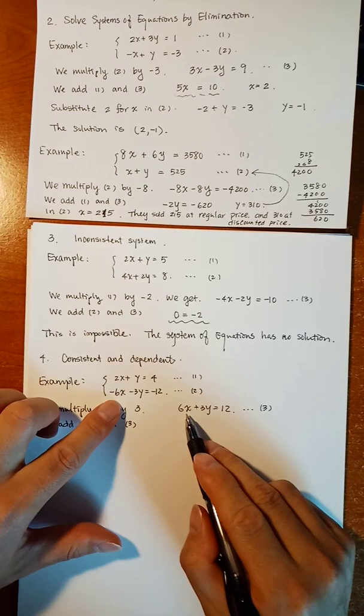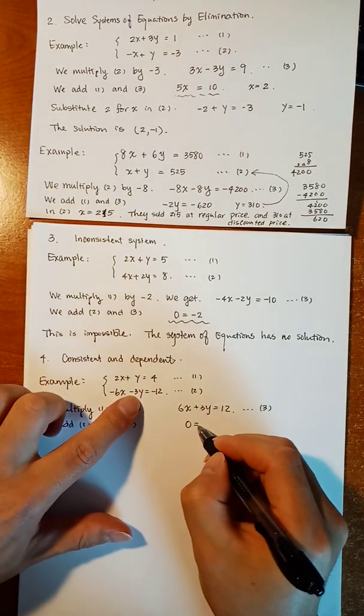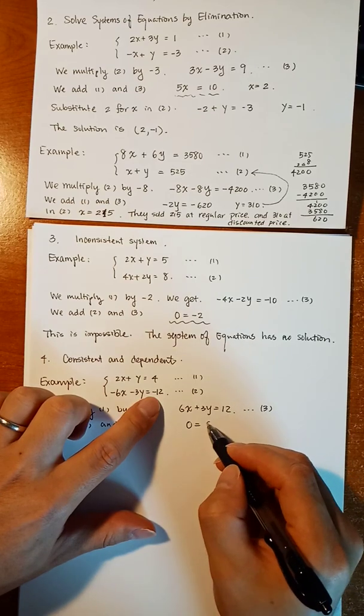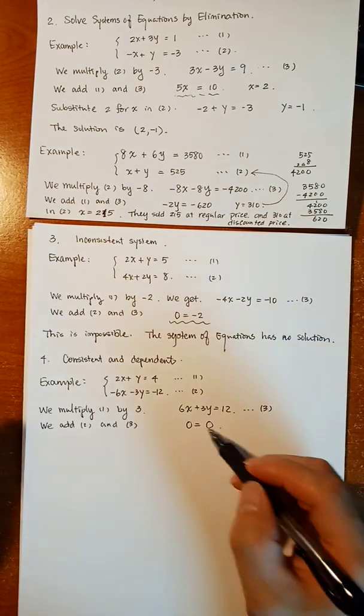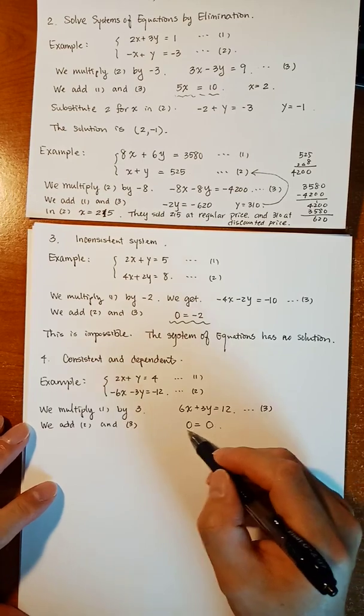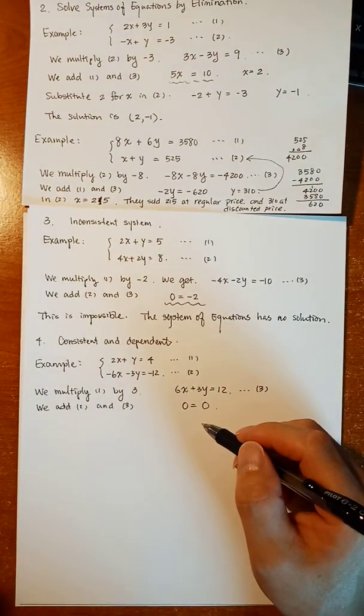So -6x plus 6x, 0. -3y plus 3y is 0. So the left hand side is 0. Right hand side, -12 plus 12, 0. That's of course correct. That is obviously correct. So when this happens, we will see they are dependent.